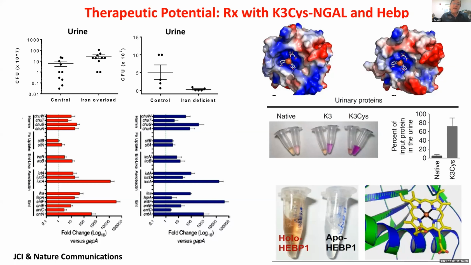So looking at the early damage pathways, finding critical genes in UTI, and then playing with them biochemically, we potentially have some therapeutics in iron chelation. Thank you very much.